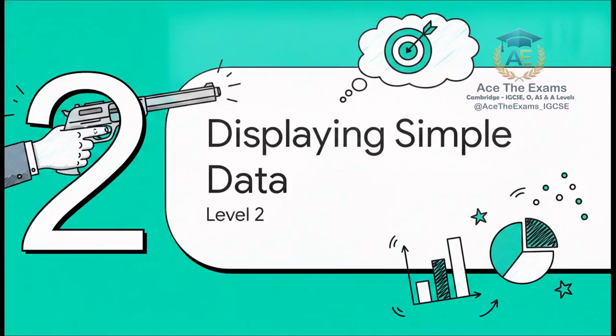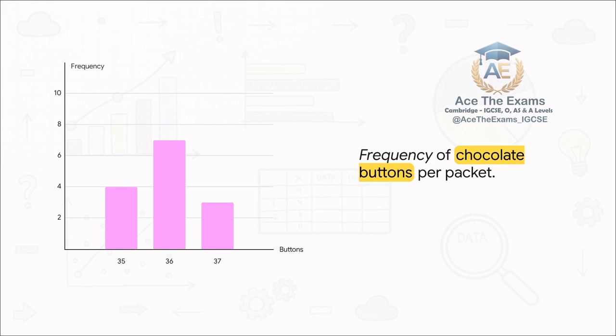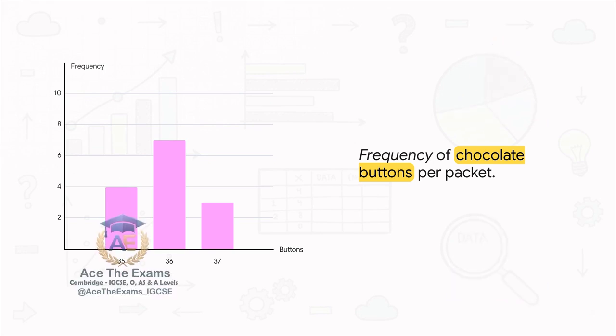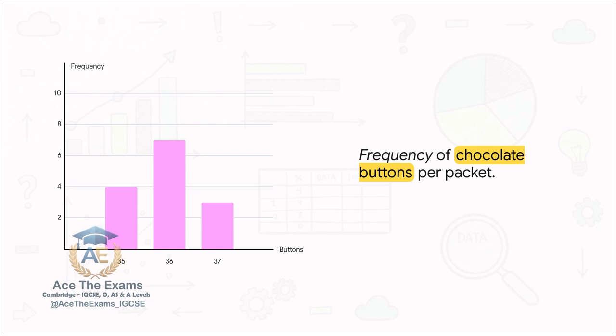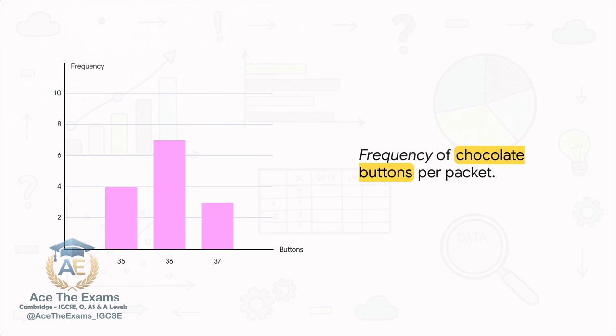Level 2. Displaying simple data correctly. Once you've successfully identified your data type, you need to choose the right visual weapon to display it. Let's start with the most basic tools designed for simple, discrete data. Enter the standard bar chart. Here on this slide, we are looking at the frequency of chocolate buttons found in 20 different packets. 4 of those packets had exactly 35 buttons, 7 had 36, and so on.